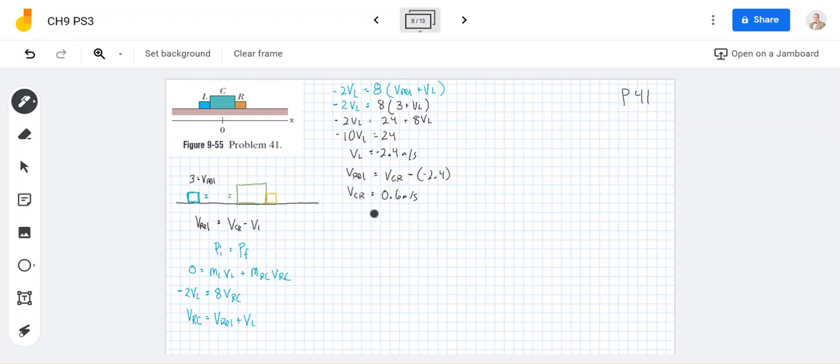And this also makes sense because if you think about it in a speed context, if this one's moving to the left at 2.4 and this one's moving to the right at 0.6, this one right here is 4 times as massive, so it has 1/4 the speed. So the momentum seems like it works out okay.